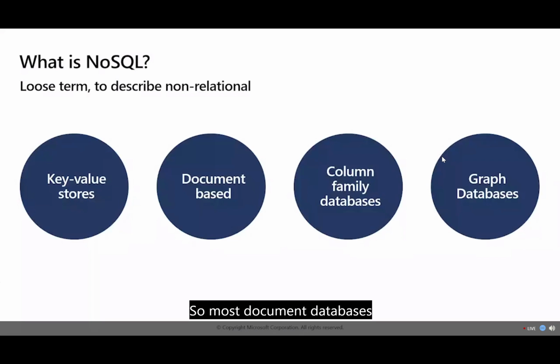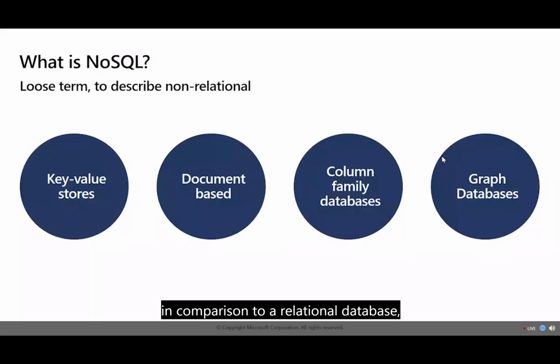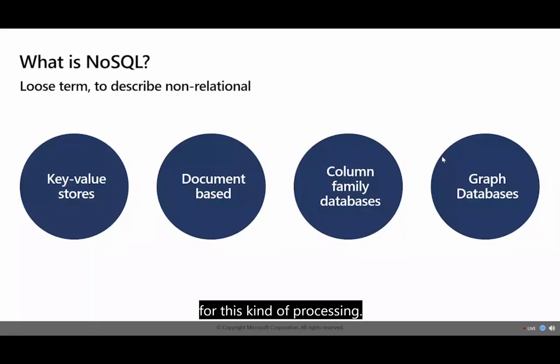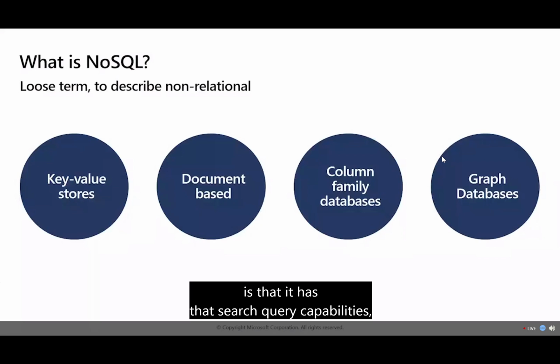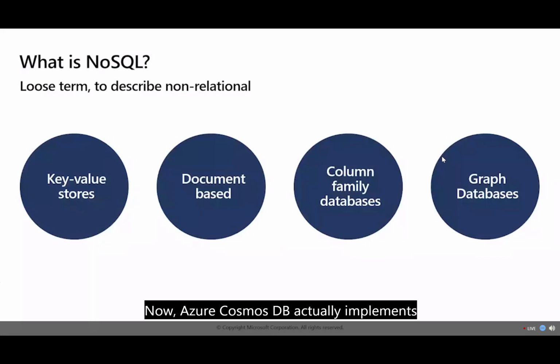So most document databases are used to ingest large volumes of data very rapidly in comparison to a relational database, but they're not as optimal as a key value store for this kind of processing. The main goal of a document database is that it has that search query capabilities that a key value store typically doesn't have. Now, Azure Cosmos DB actually implements a document database using its core SQL API.